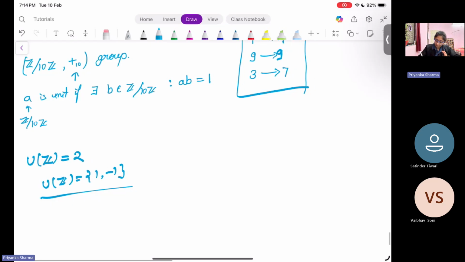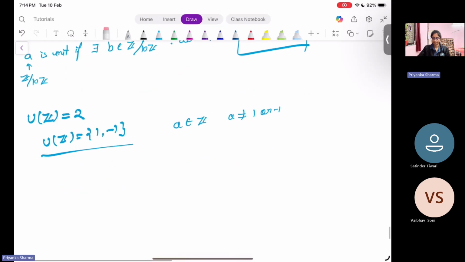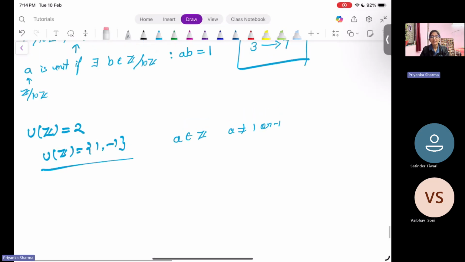If A belongs to Z and A is not equal to 1 or minus 1, then you can't have A into B equal to 1. If A is 2, 3, 4 or anything else, you would need to consider fractions, but fractions can't be in Z. So that's why it has only 2 units. But can't we calculate this using the formula phi, using the quotient? The formula phi works only for finite groups. Okay, I got it.